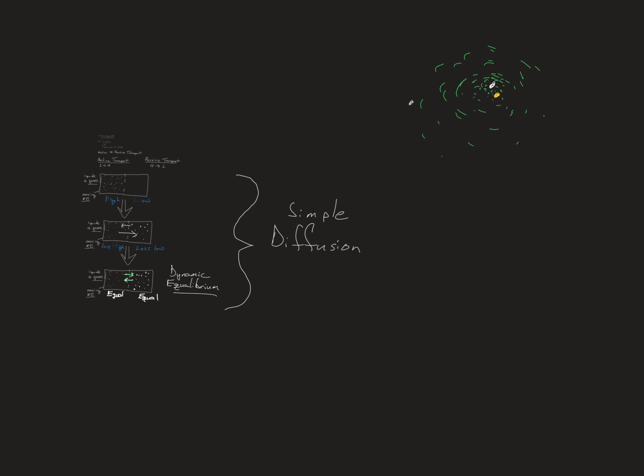So this is where the concentration is the highest, and this is where it's the lowest. And this, from high to low, is called the concentration gradient. The concentration gradient. It's going from high to low. That's it. We want to take advantage of that.